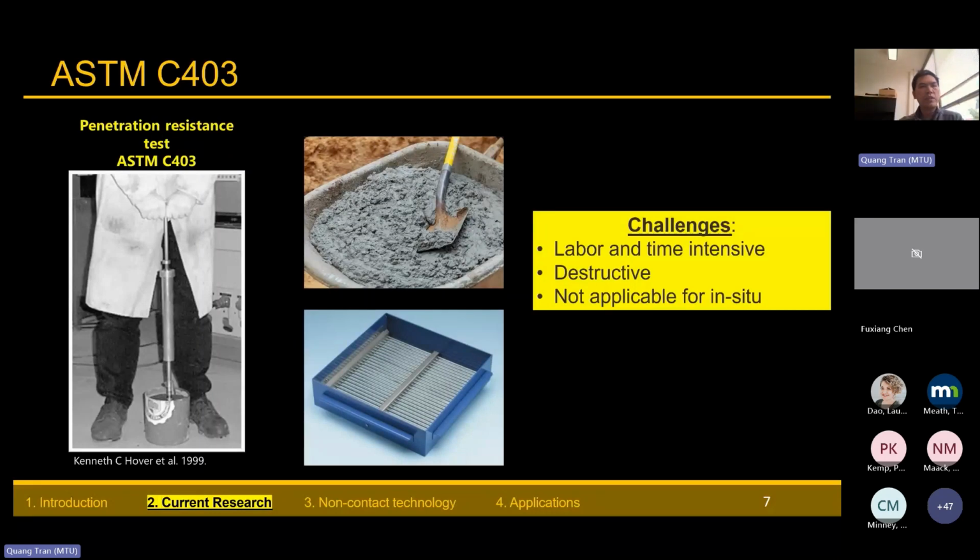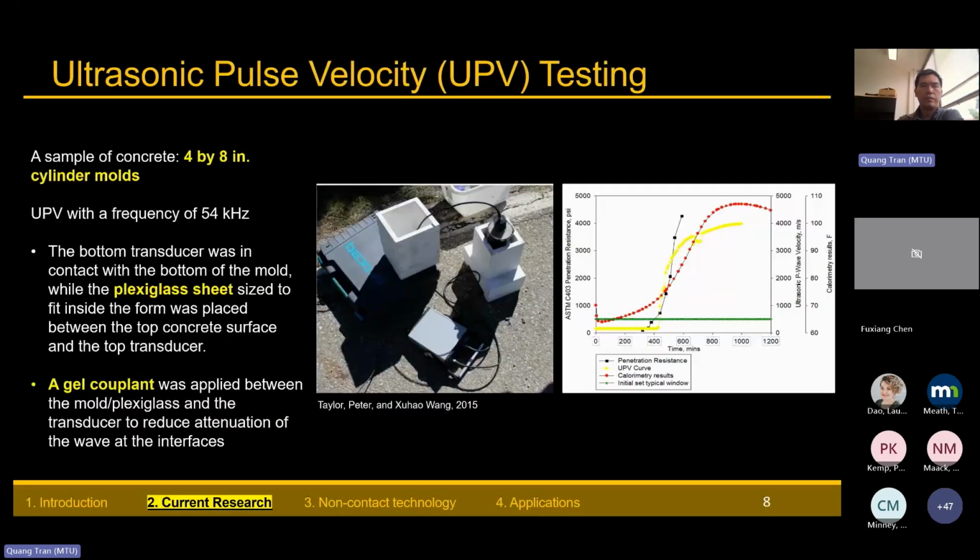So that's why people are trying to come up with techniques that are applicable for field testing. One of them is using the UPV, the ultrasonic pulse velocity testing. As you can see in the middle figure, it's a test setup that the CPTech centers have been trying to use to determine the setting times in the field.